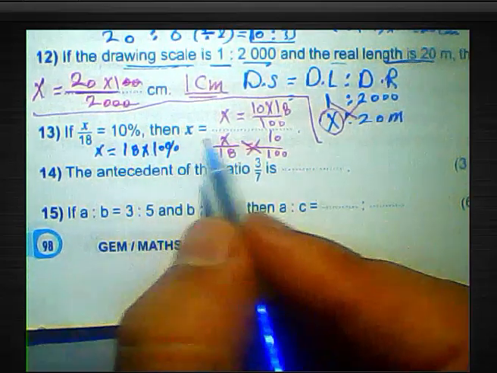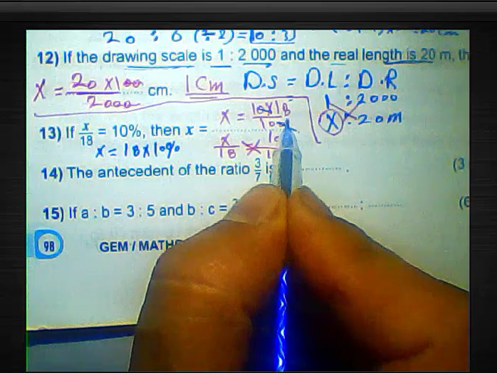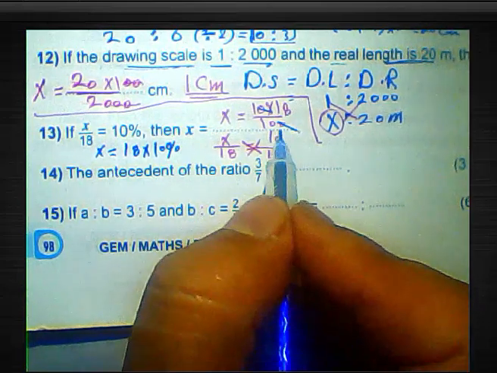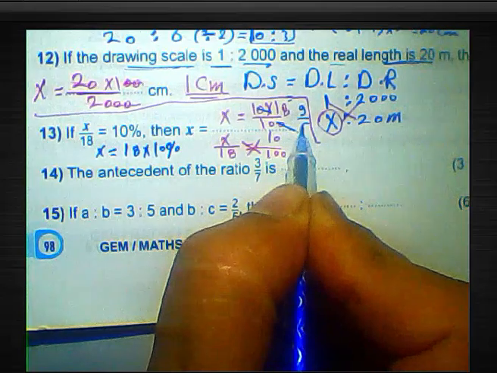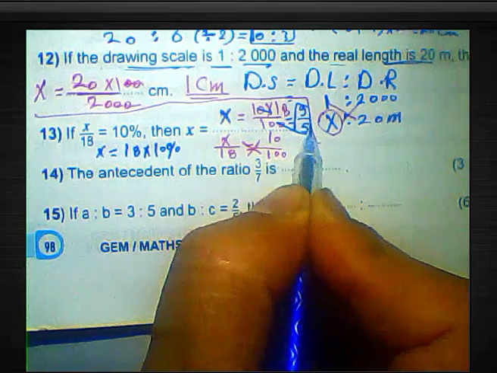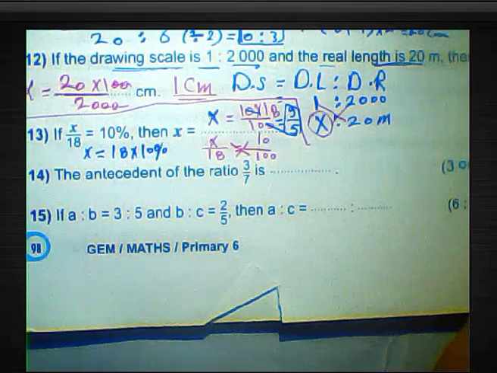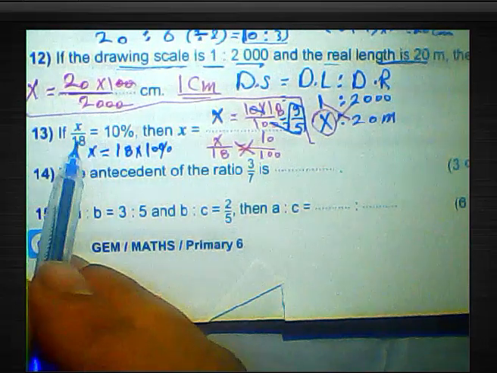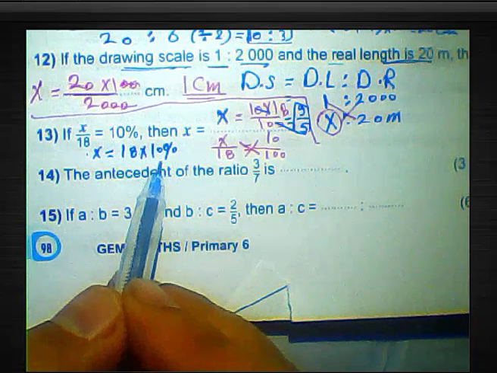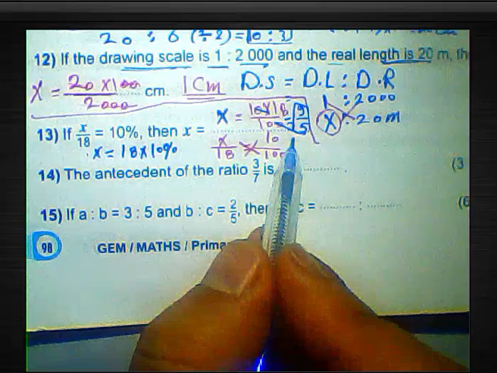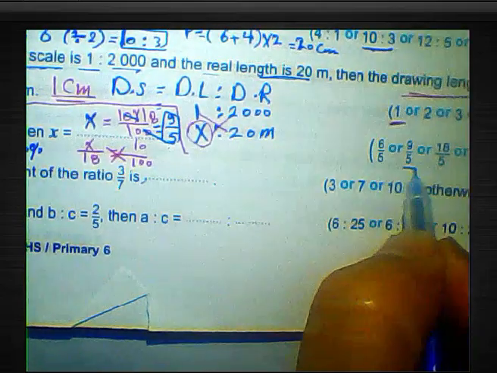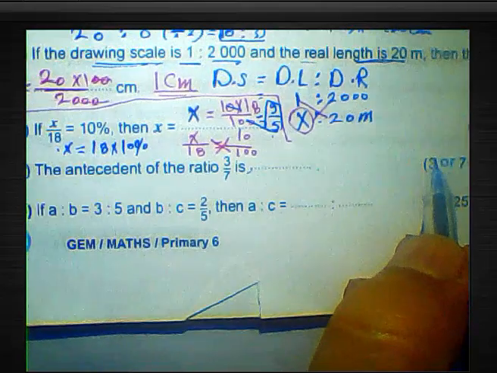You can simplify it by canceling the 0 by the 0. The result will be 18 over 10. We can divide it by 2. The result will be 9 over 5. So x will be 9 over 5. We must choose 9 over 5. Again, x equals 18 multiplied by 10%. 10% means 10 over 100. So x will be 18 times 10 over 100. The result will be 9 over 5. We must choose 9 over 5 for this example.